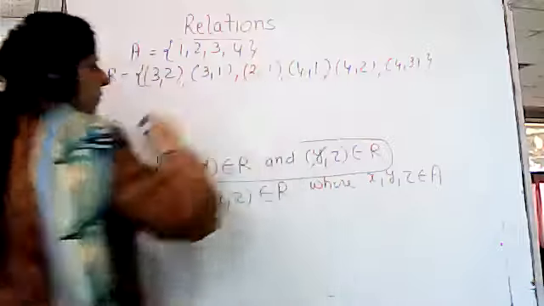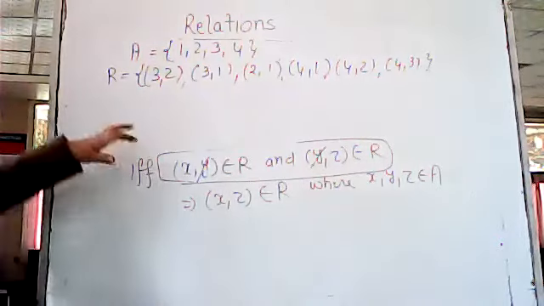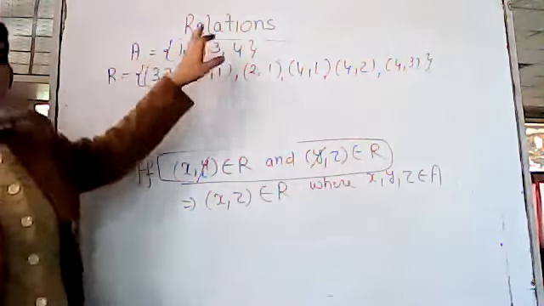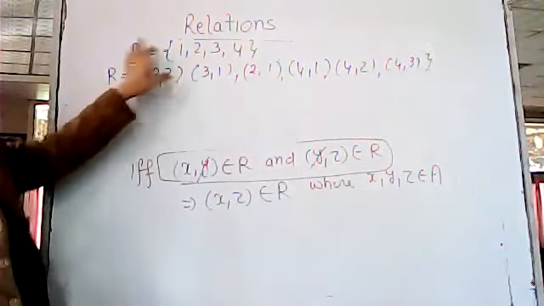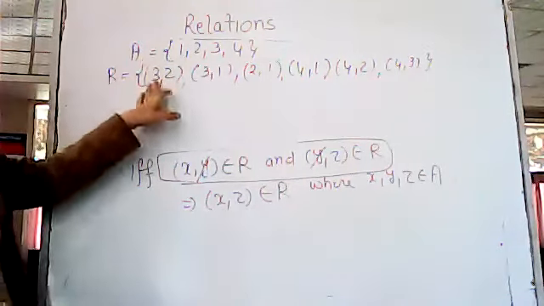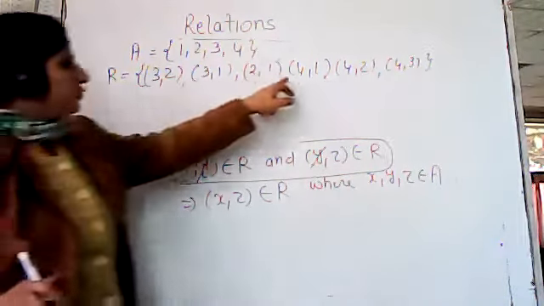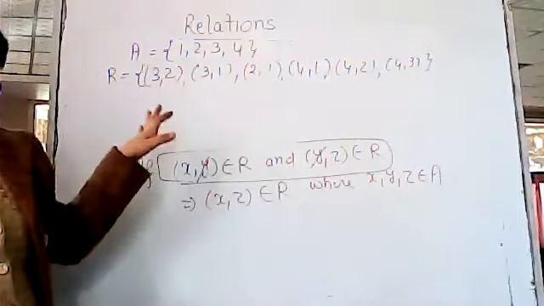Here we have (2,1). So beta, firstly have a look at this example. I have taken a set A, and this set consists of 4 elements, that is 1, 2, 3, and 4. And after this, I have defined a relation R on set A. And what are the ordered pairs of this relation? (3,2), (3,1), (2,1), (4,1), (2,3). So this is a relation that I have defined.